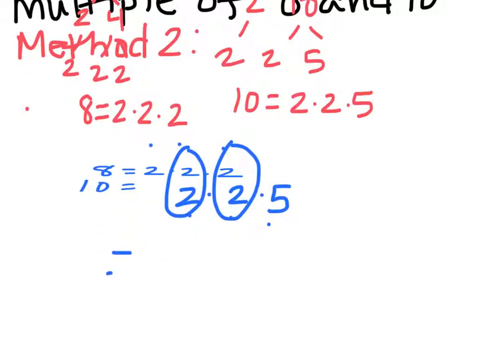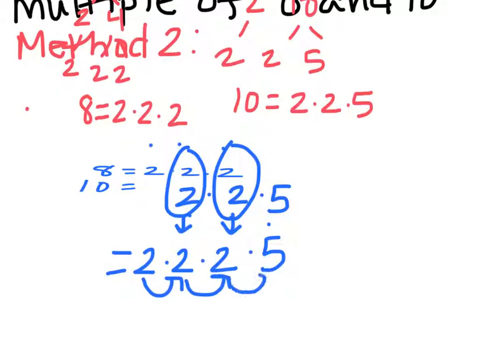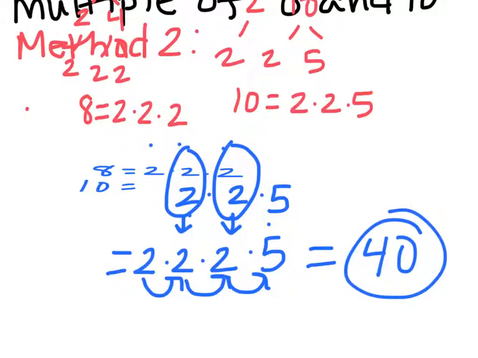So our prime factorization method becomes this. 2 times 2 times 2, and now we bring down our 5. So we find our least common multiple by taking 2 times 2 to get 4, times 2 to get 8, times 5 to get 40. Same answer as method 1. A little bit longer and more complicated, but a different way of thinking about it. So you use whichever way works best for your brain.